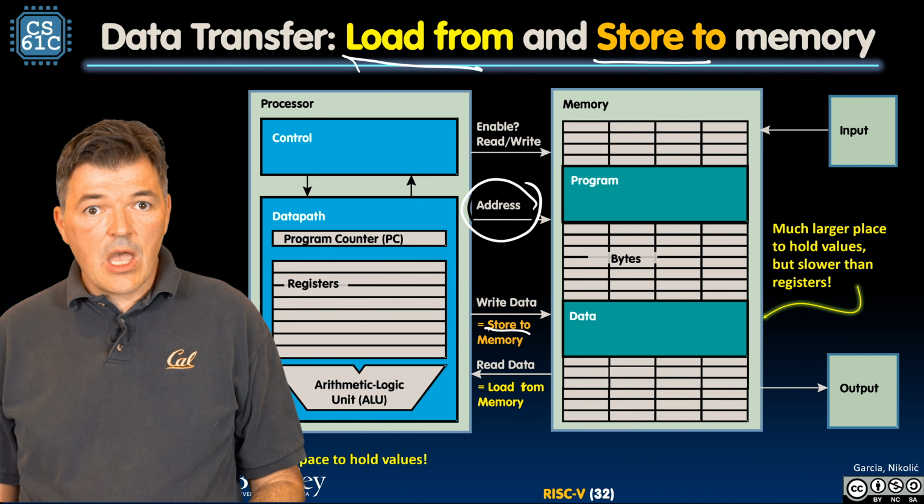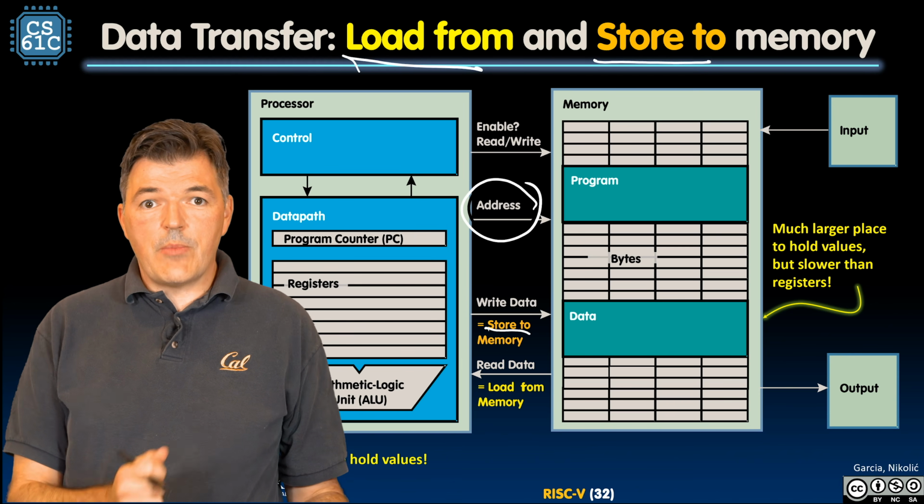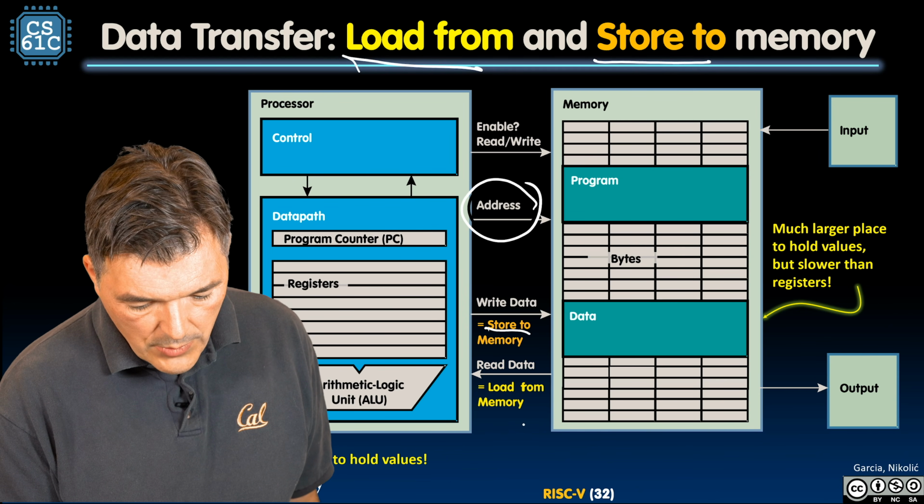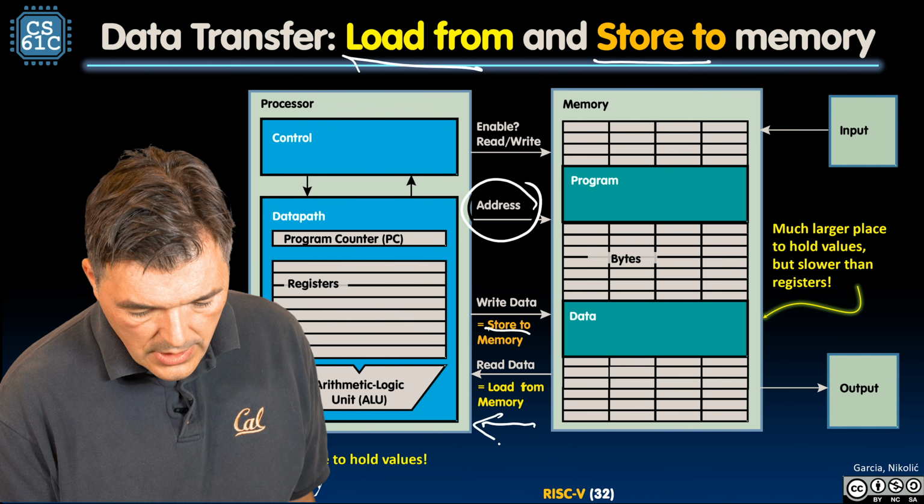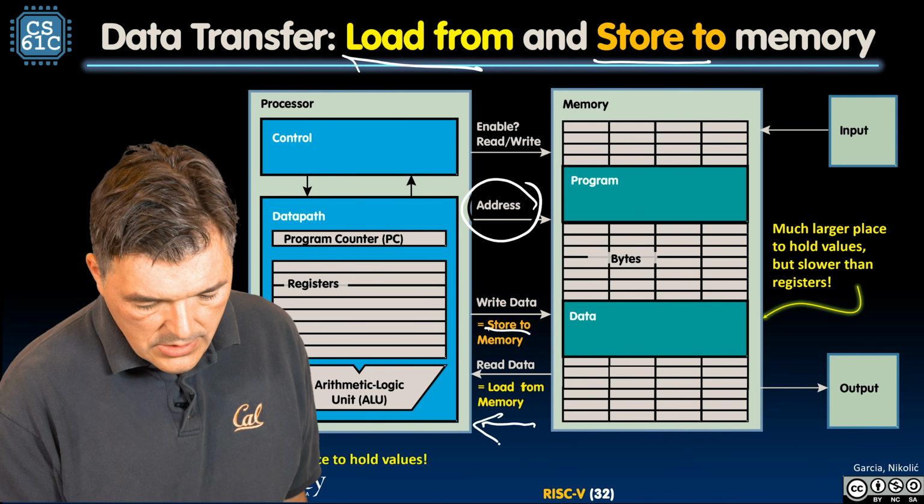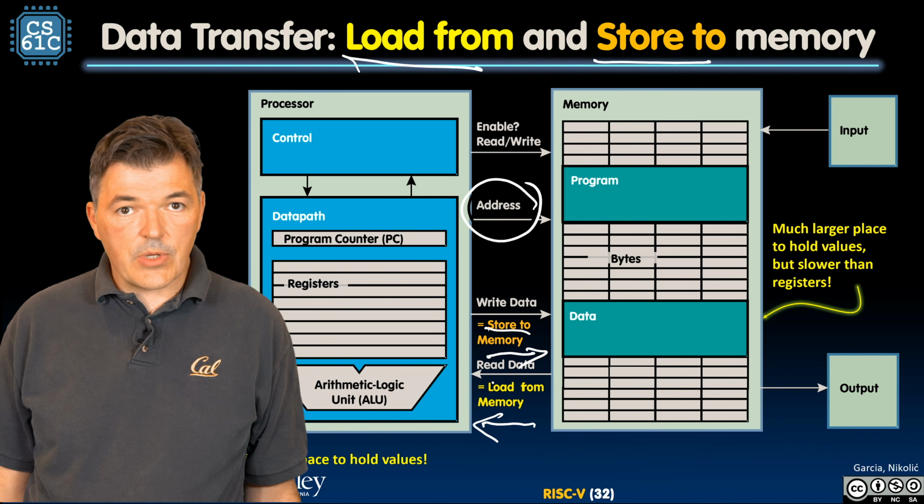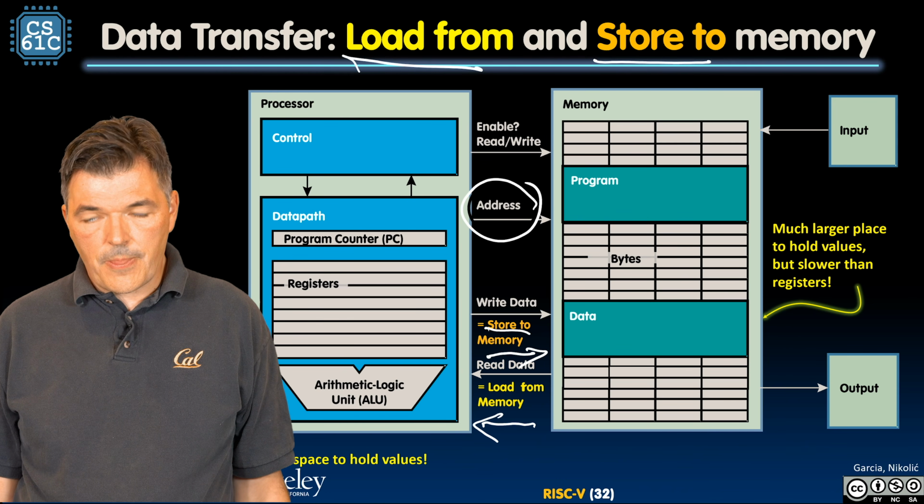Similarly, when we are reading from the memory into the processor, load from memory has a direction from the memory into the processor. Store to has an arrow pointing from the processor to the memory.